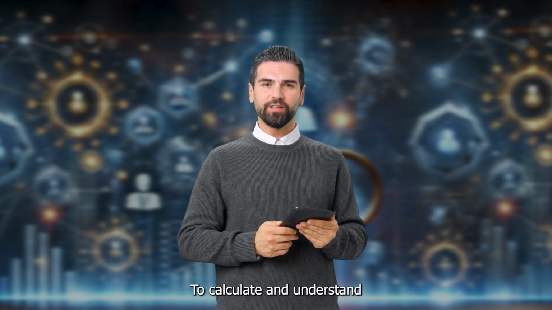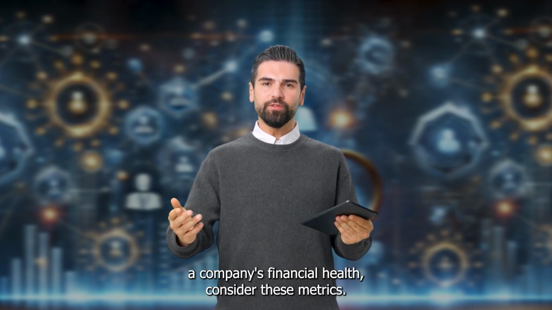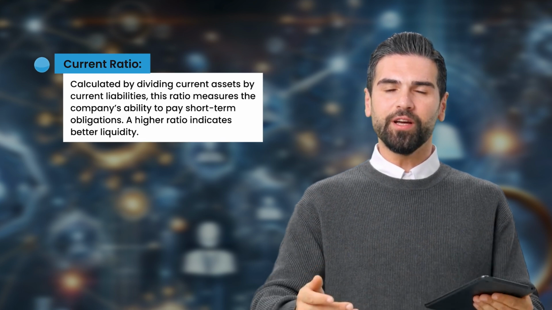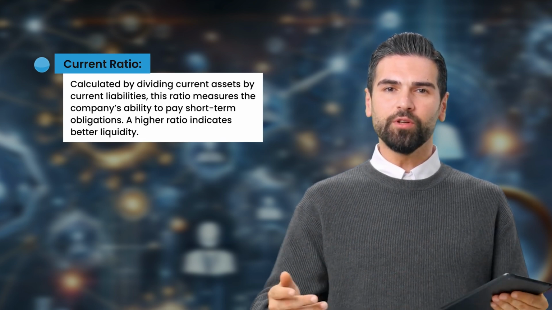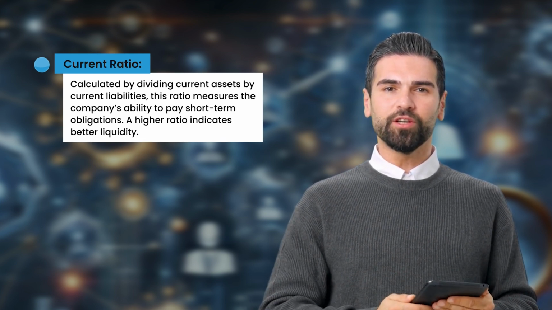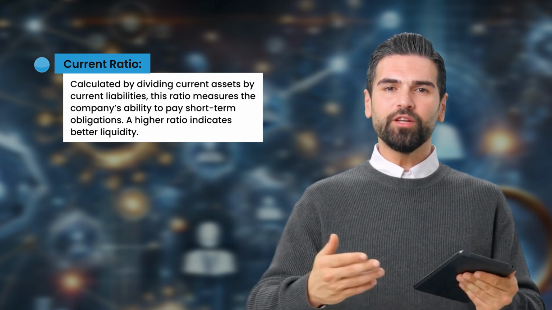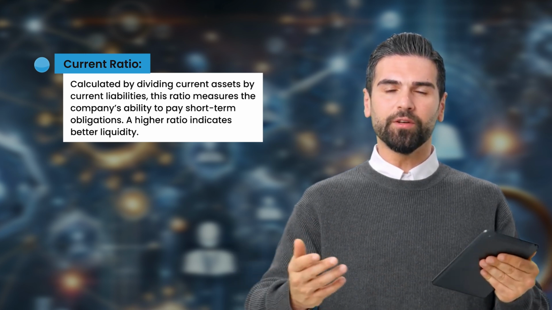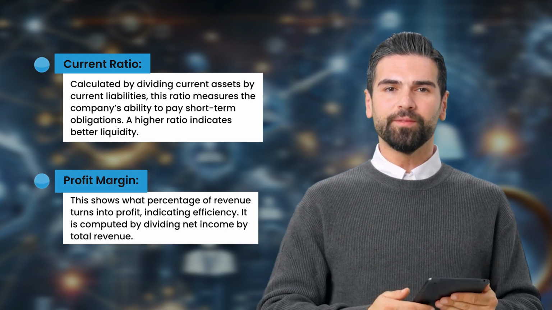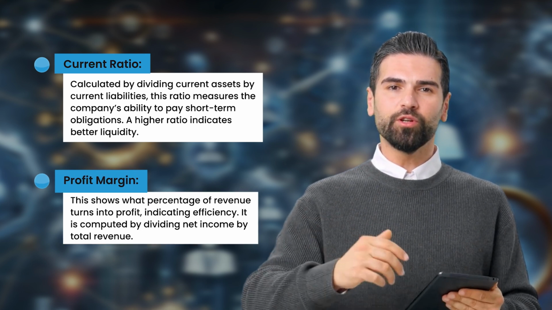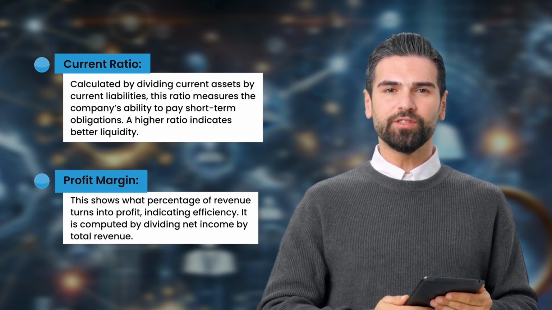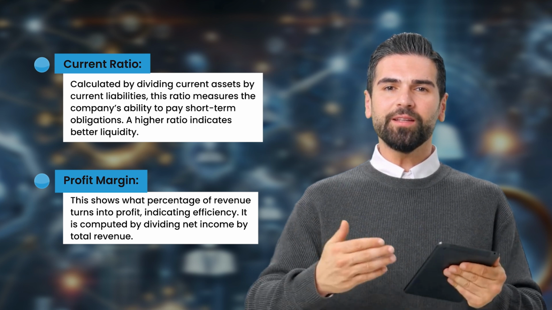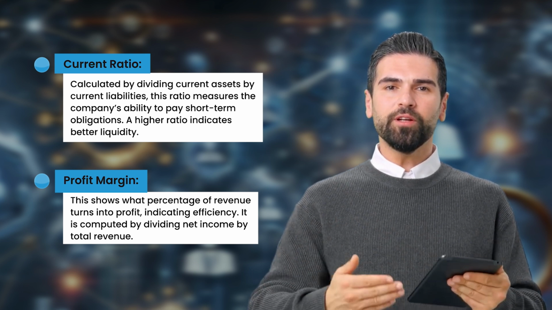Key financial metrics. To calculate and understand a company's financial health, consider these metrics. Current ratio. Calculated by dividing current assets by current liabilities, this ratio measures the company's ability to pay short-term obligations. A higher ratio indicates better liquidity. Profit margin. This shows what percentage of revenue turns into profit, indicating efficiency. It is computed by dividing net income by total revenue.